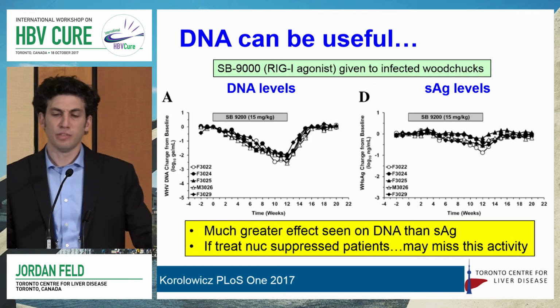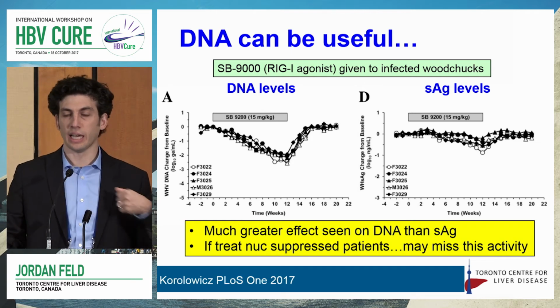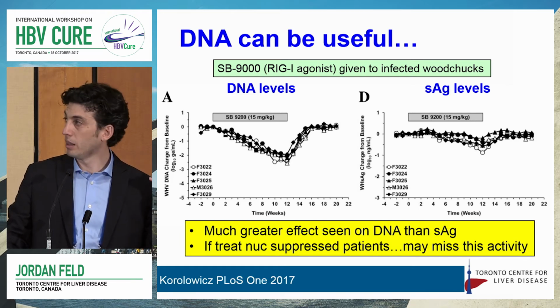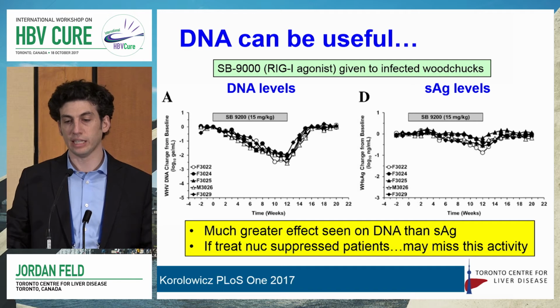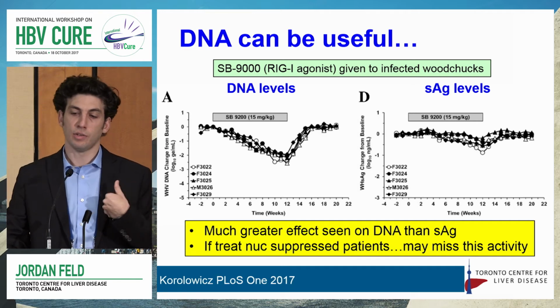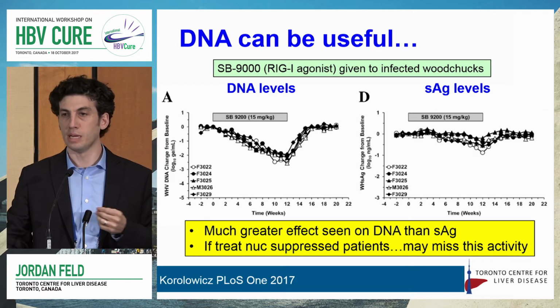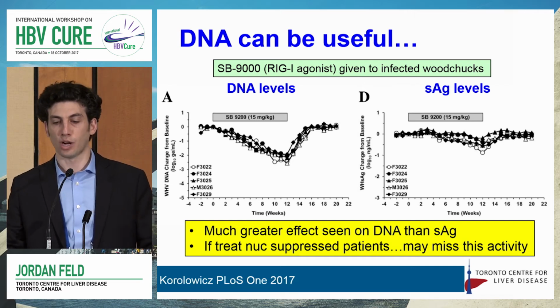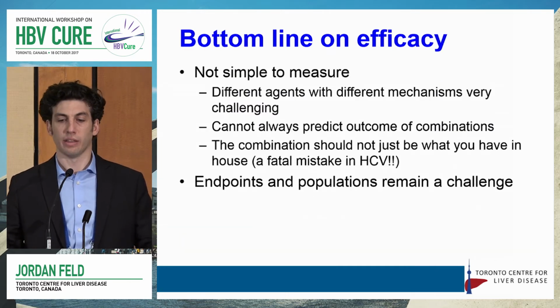So DNA can give you useful information, and I just use this again looking at a RIG-I agonist here as an example, and this is a woodchuck study, but what you see here on the right is the suppression of HBV DNA levels, and on the left the reduction in surface antigen titer. You can see that if you just looked at surface antigen, you'd say there was a pretty minimal effect, whereas there was a more robust reduction in HBV, or well, in this case, woodchuck DNA, suggesting that the drug was actually active. So if you had done this in nuc-suppressed patients, you would miss that activity and might again forego the drug.